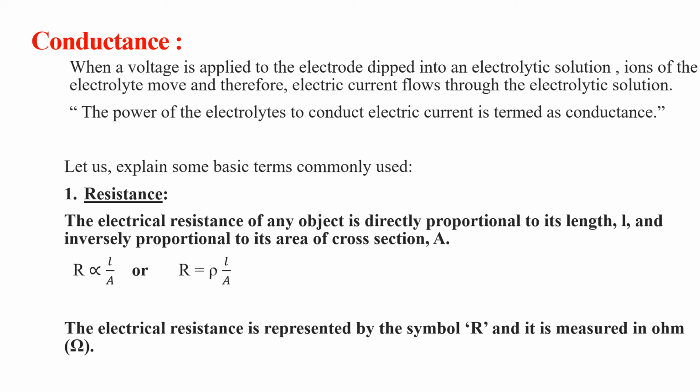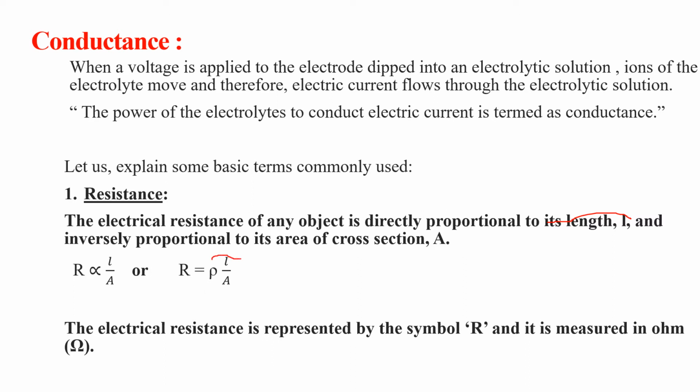It means the power of an electrolyte to conduct an electric current is called conductance of that electrolyte. Let us explain some basic terms which are commonly used. First is resistance. Resistance is used to resist the flow of current, and the electrical resistance of any object is directly proportional to the length of the two electrodes, and inversely proportional to the area of cross section of the electrodes.